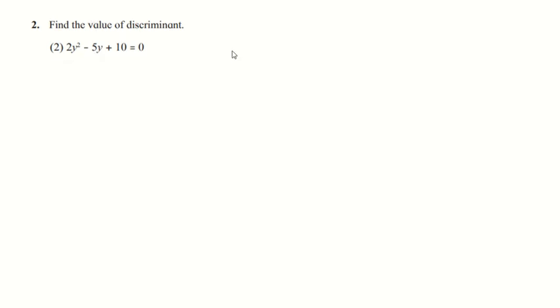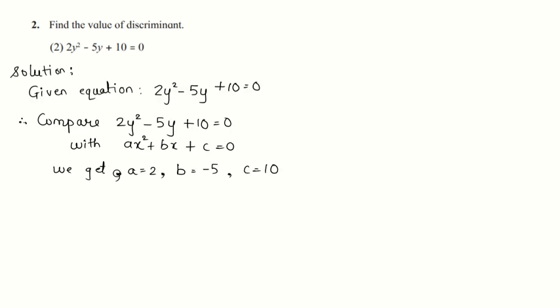Next question, that is the second equation given, is 2y square minus 5y plus 10 is equal to 0. So here first we will write down the given equation. It is 2y square minus 5y plus 10 is equal to 0. So compare this given equation with ax square plus bx plus c is equal to 0. On comparing, we get the value of a is equal to 2, b is equal to minus 5. Here in the equation it is a minus sign, so don't forget to write the minus sign. Okay. c is equal to plus 10, the value of c is 10.